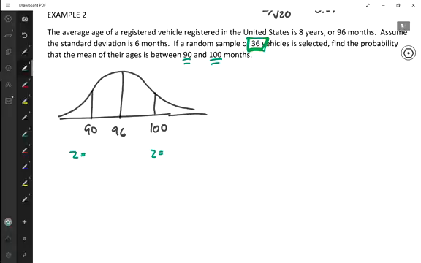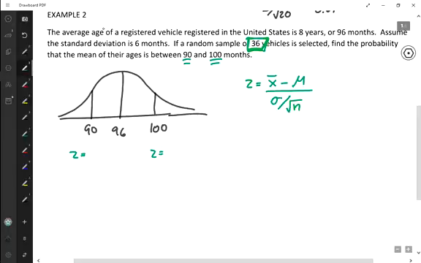So calculating the z-score, it's going to be z equals, remember, x bar, the sample mean, minus the population mean, all over the standard deviation divided by the square root of n. This first one we'll call z1 and this z2. z1 is going to equal 90 minus 96 all over the standard deviation of 6 over the square root of 36. I think we could do this one in our head. 90 minus 96 is negative 6, divided by the square root of 36, which is 6. So 6 over 6 is 1.